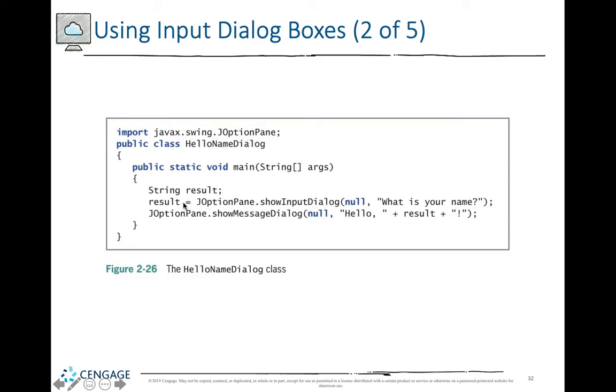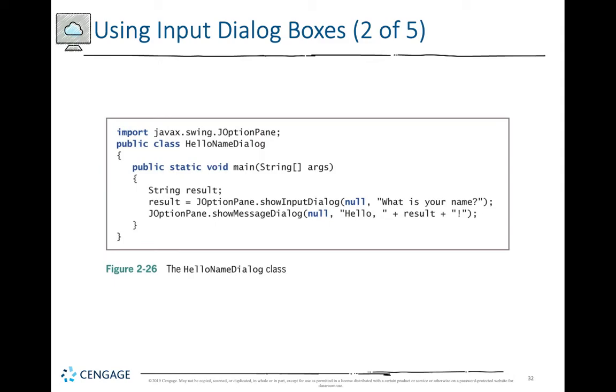So you declare the variable String result. You have result equals JOptionPane.showInputDialog, null object because the parent, we're not using it, and then the message. And you're outputting it over here to result. And then you have JOptionPane.showMessageDialog, same pattern again. All right, you may have noticed here that the class JOptionPane, if you're looking at this, you should realize it, that it has a static class method.